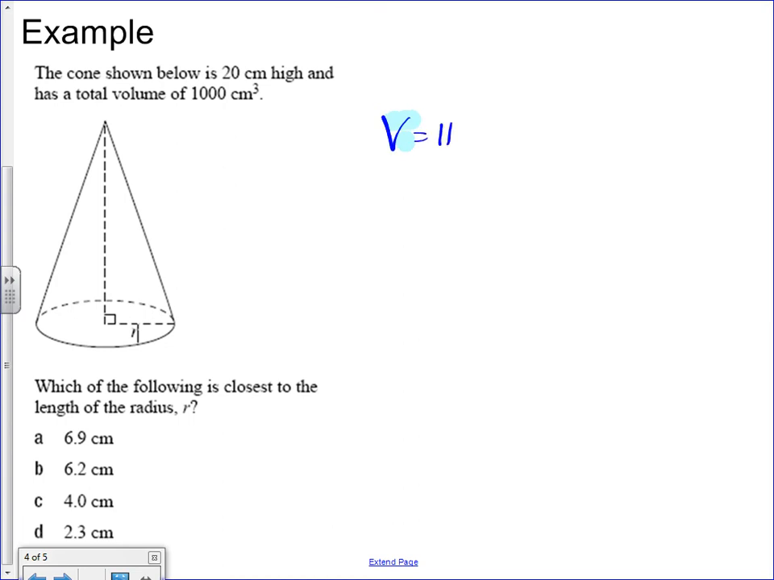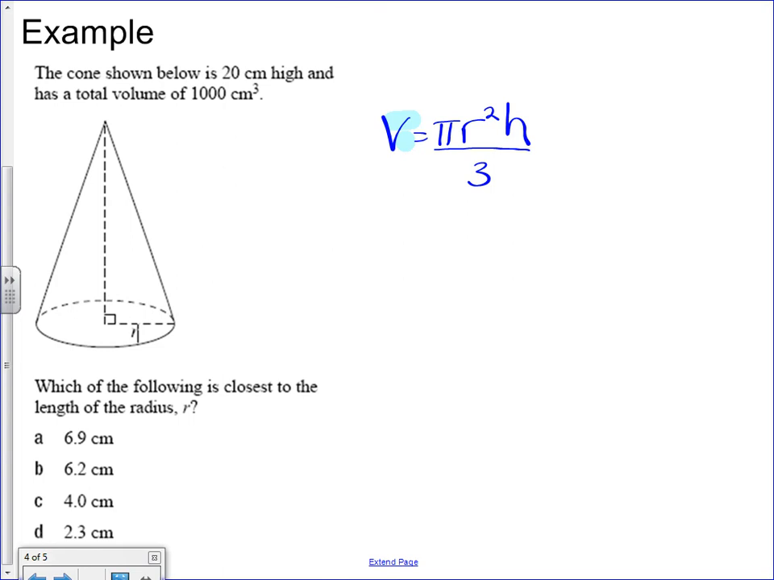Volume equals pi r squared h over 3. Okay, I'm going to be substituting some information in. Andrew, can you tell me what am I going to substitute in? Pardon? I have some information that was given up at the top too. So what will I start with?